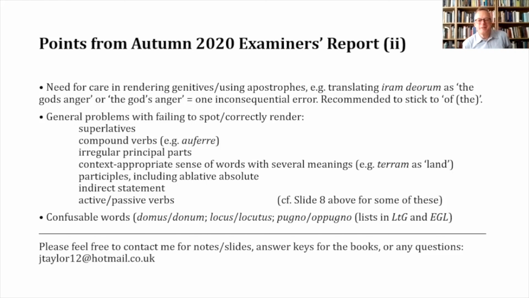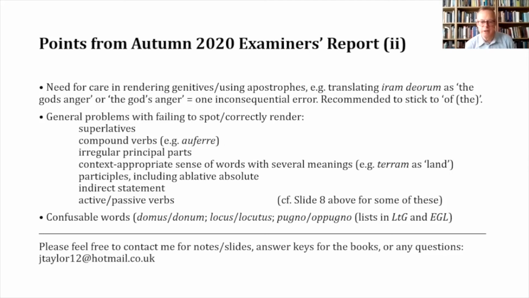General problems with failing to spot or failing to correctly render superlatives. Some of these are very much what I was saying above on the 8th slide: superlatives, compound verbs, how fero was cited, irregular principal parts, context-appropriate sense of words that have several meanings. So "Aeneas was coming not to earth but to land", ad terram. The use of participles, well, that's a bit of an old chestnut for a problem, but yes, including the ablative absolute. The indirect statement, again, that's always an area of difficulty for many candidates at GCSE. And the use and sense of active and passive verbs. So no great surprises there.